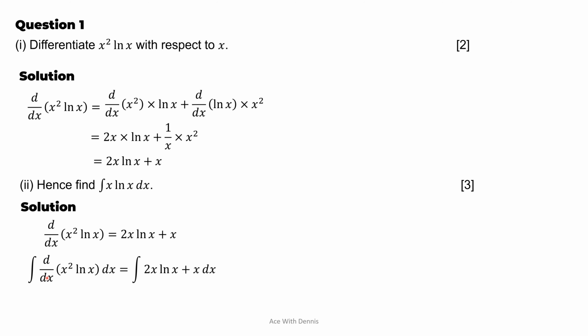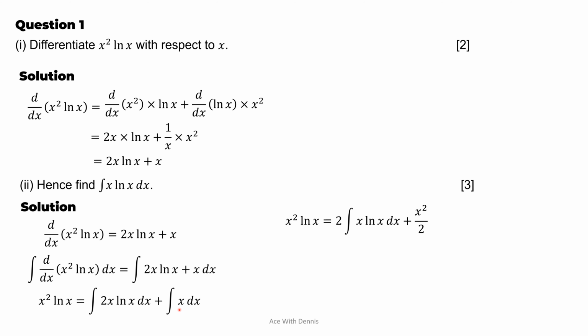We get the integration of d over dx of x squared ln x dx equals the integration of 2x ln x plus x dx. So for the left hand side, if we integrate something that has been differentiated, we get back the same thing. Therefore, it will be x squared ln x. For the right hand side, since this is an operation of plus, we can split these two terms and integrate them separately. So we have the integration of 2x ln x dx plus the integration of x dx.